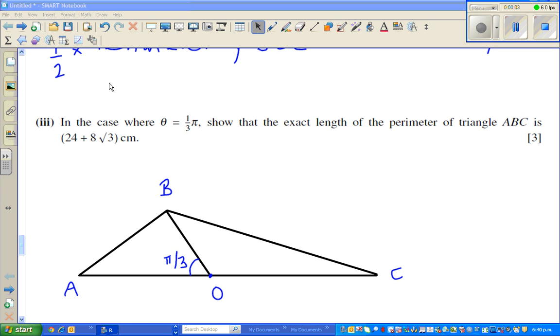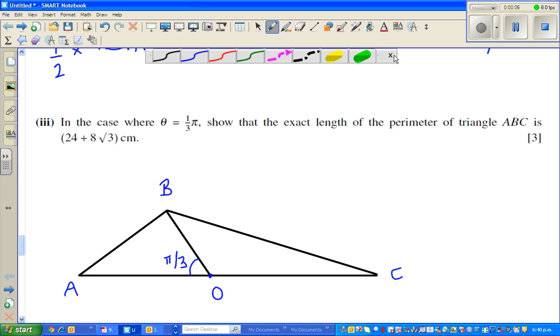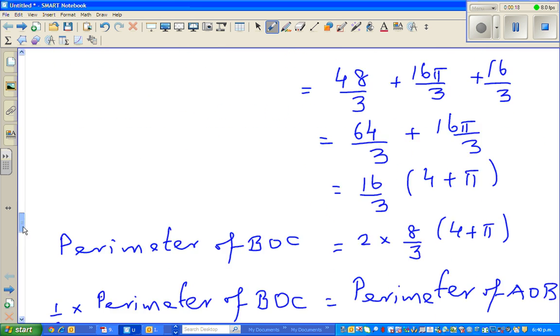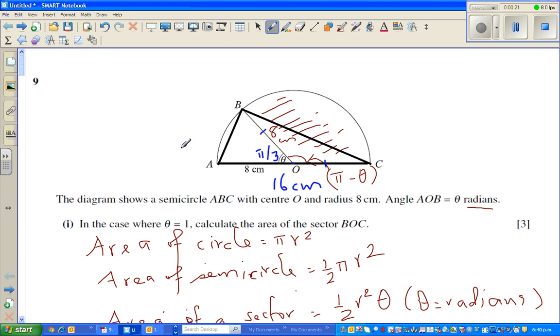Continuing from my last video, where we stopped, we wanted to prove that the perimeter of this triangle ABC is 24 plus 8 root 3 centimeters. Now this is triangle ABC. This is the center, and this is the diameter. So we need to figure out AB and BC. We already know AC is 16, so let us think about how to find AB and BC.